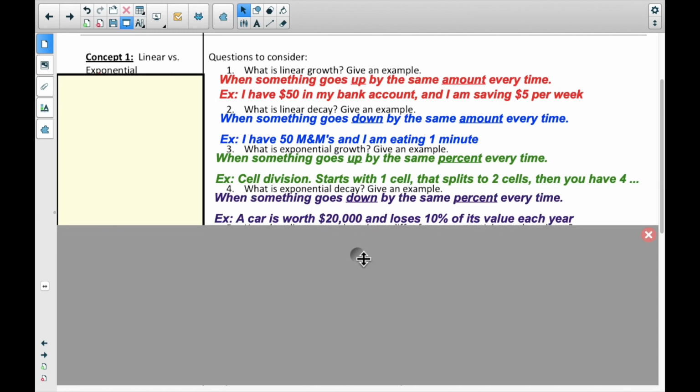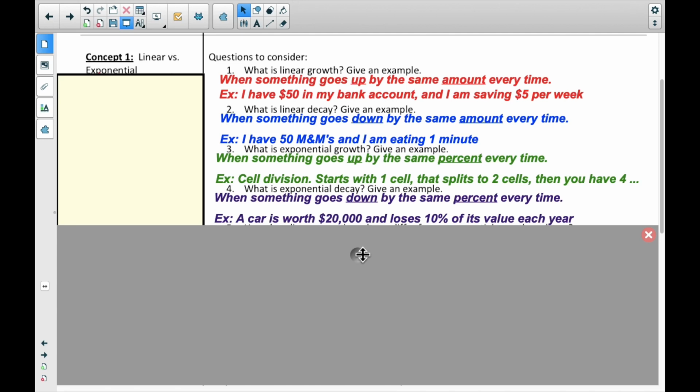And again, a similar deal for decay. Exponential decay is when something goes down by the same percent every time. So if you start off with a car, let's say it's worth $20,000, it's going to lose 10% of its value each year. And so it's not losing like $500 each year or $2,000 each year, it's losing a percent, 10% of the value each year. So those are some examples.